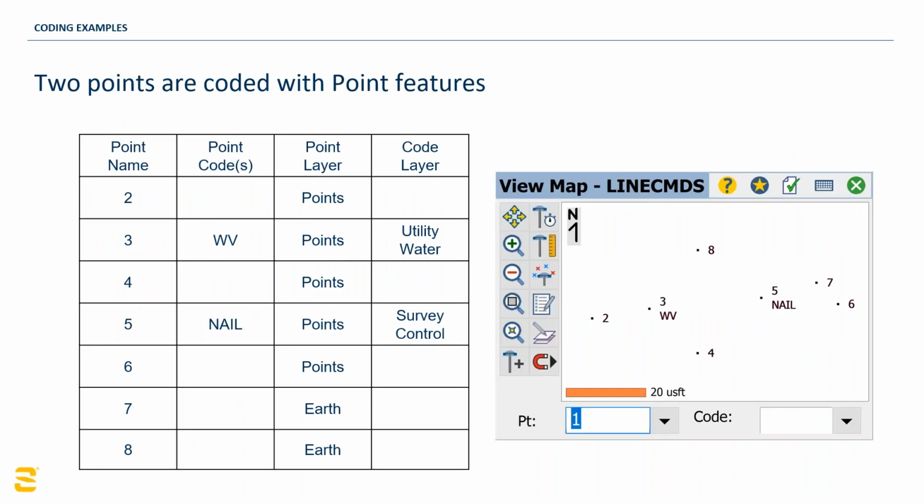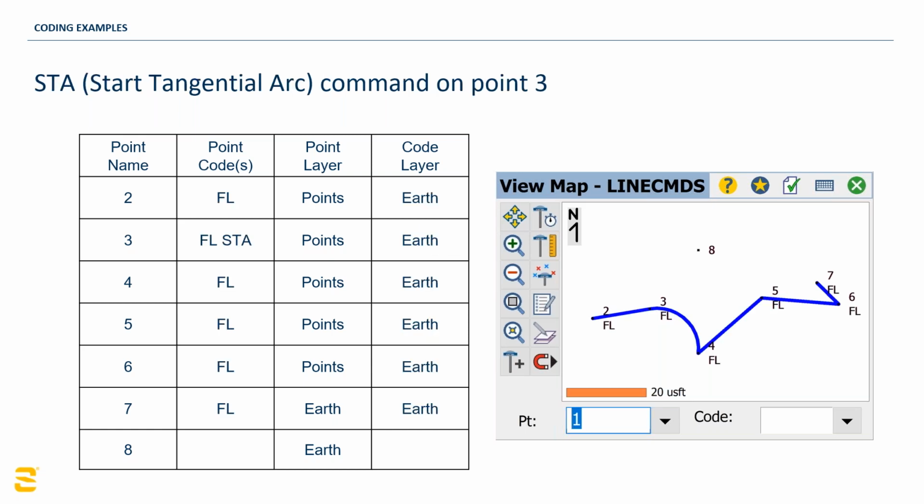So just an example of the point codes used in the system: there are 2 points, number 3 and number 5, drawn with special codes like WV and nail, and they automatically go to a specific layer. Then when we use a line, in this example we use the code FL, which is a line type of code, and this line is automatically drawn. But on point number 3, I actually have a tangential arc, the start of a tangential arc.